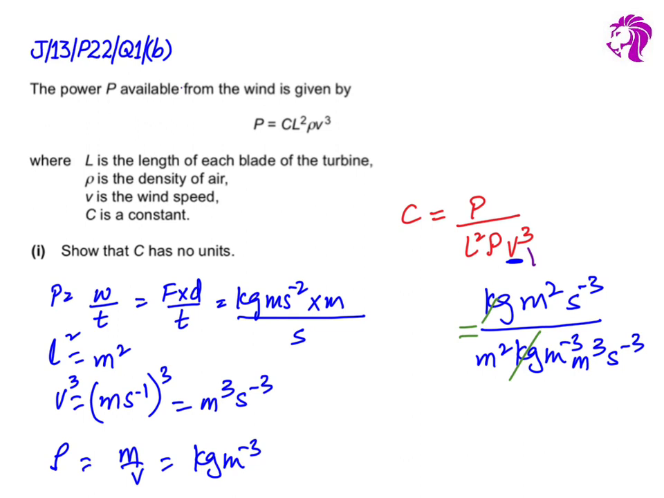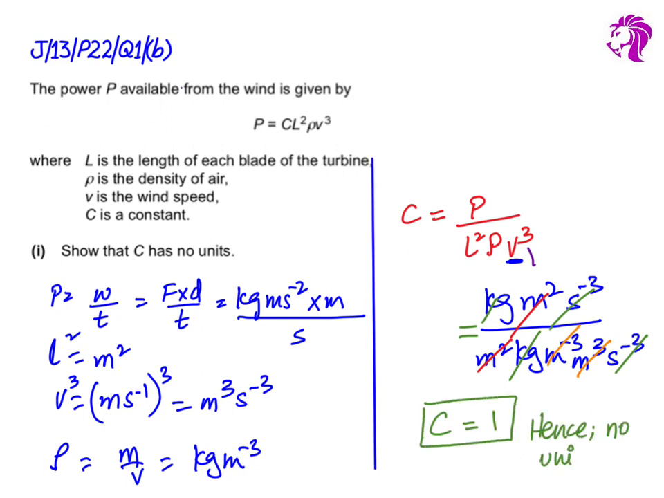Simplifying that, we'll cancel kg with kg, then we'll cancel s minus 3 with s minus 3, and then finally we'll cancel m2 up there with m2 below here, and then we'll cancel m minus 3 and m3, and hence we'll end up having no units for C.